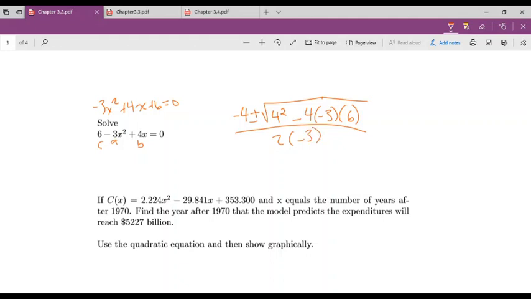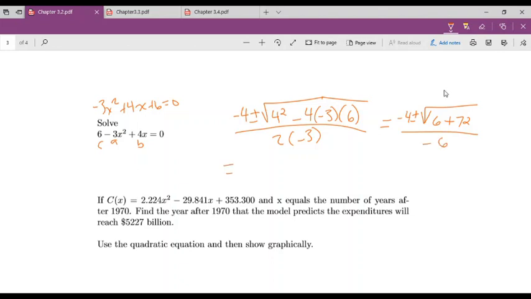Now it's just a simplification process that we've got to work on here. So what we get is negative 4 plus or minus the square root. 4 squared is 16. Negative 4 times negative 3 is positive 12. Positive 12 times 6 should be 72. Okay, all over 2 times negative 3, which is negative 6.